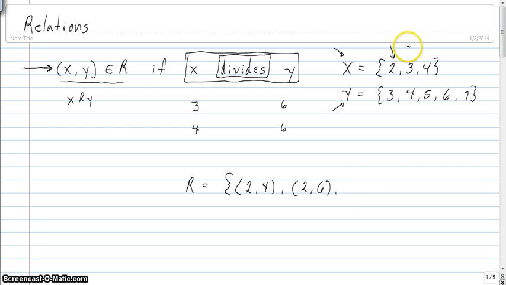Then we can go and look at our next element of the set X. In my set Y, I want to look for numbers that 3 divides. Of course, 3 can divide itself. 3 divides 3, and 3 divides 6.